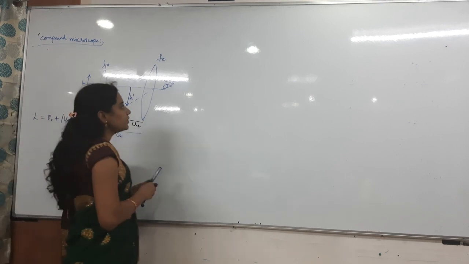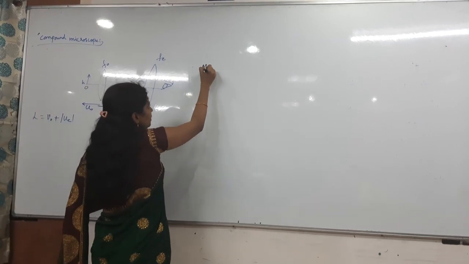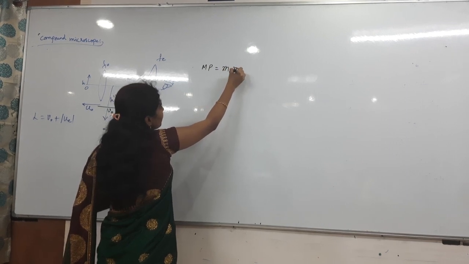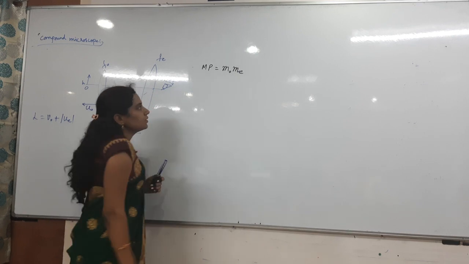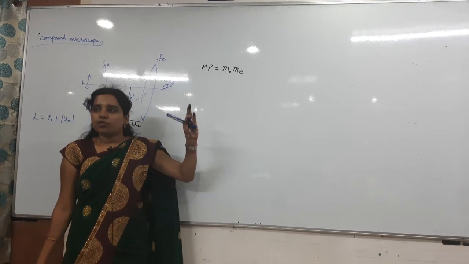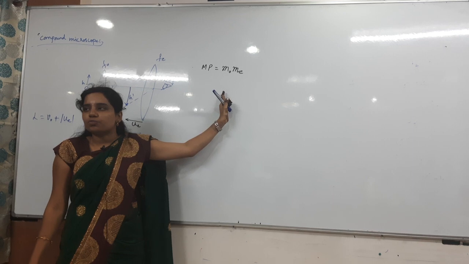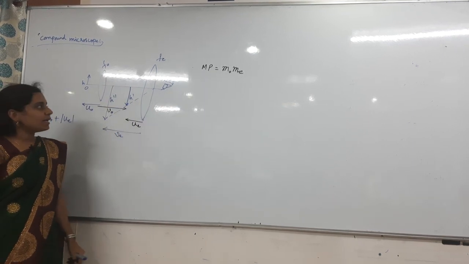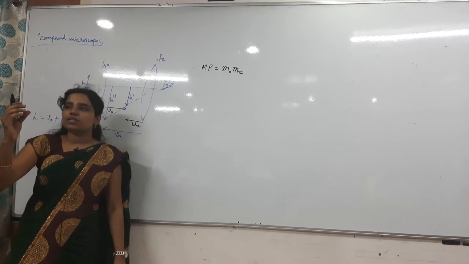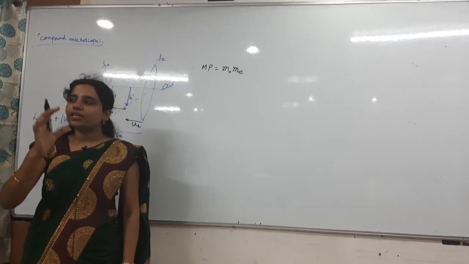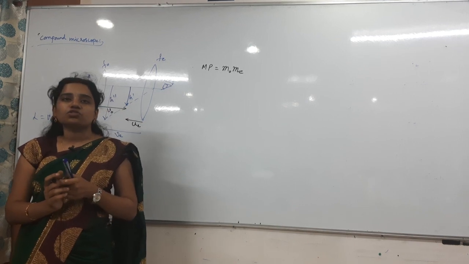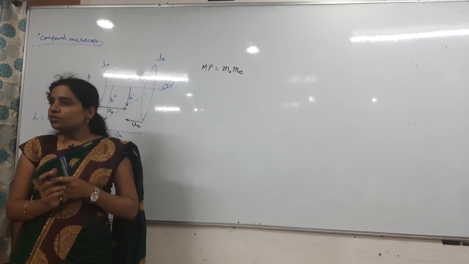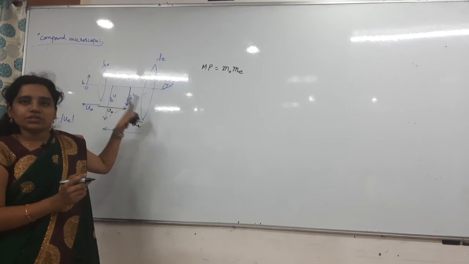The magnifying power is just a multiplication of the magnifying power of the objective and the magnifying power of the eyepiece, M0 and ME. The total magnifying power of the compound microscope is the magnifying power of the objective lens times that of the eyepiece lens. The eyepiece lens is whichever is placed just near the eye. That will work like a simple microscope. In a simple microscope, where we kept the lens? Near the eye only, right? So this is a simple microscope.